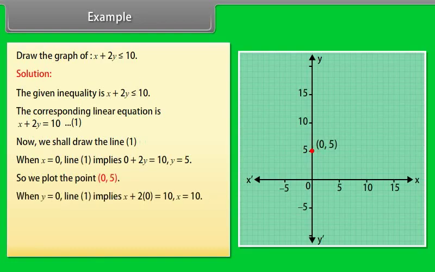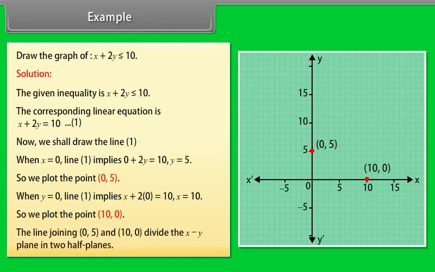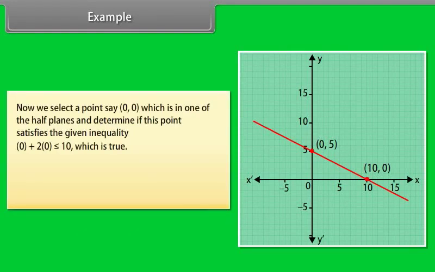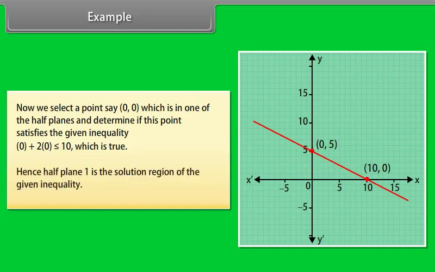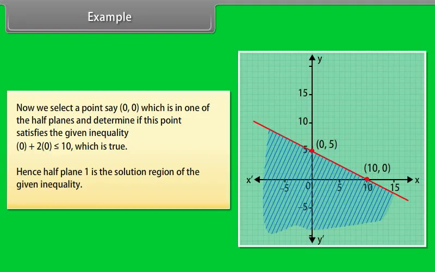When y is equal to 0, line 1 implies x plus 2 into 0 is equal to 10, so x is equal to 10. So we plot the point 10, 0. The line joining 0, 5 and 10, 0 divides the xy plane into 2 half planes. Now we select a point, say 0, 0, in one of the half planes, and determine if this point satisfies the given inequality. 0 plus 2 into 0 less than or equal to 10, which is true. Hence, half plane 1 is the solution region of the given inequality.